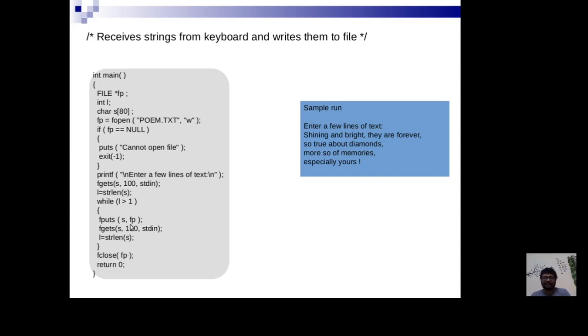So in each iteration, the user enters a line, and you write a line and then scan a line from the keyboard. It goes on as long as the user enters non-empty lines. And once the user enters an empty line, you exit the while loop, close fp and exit.